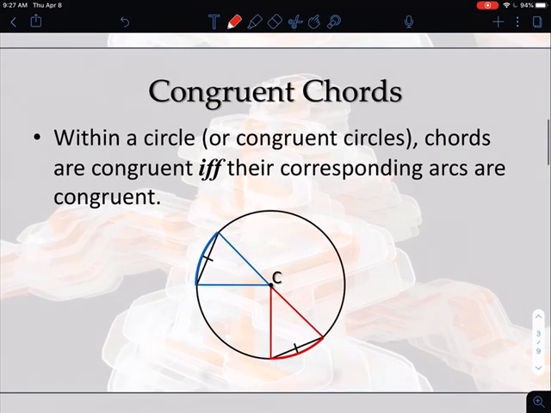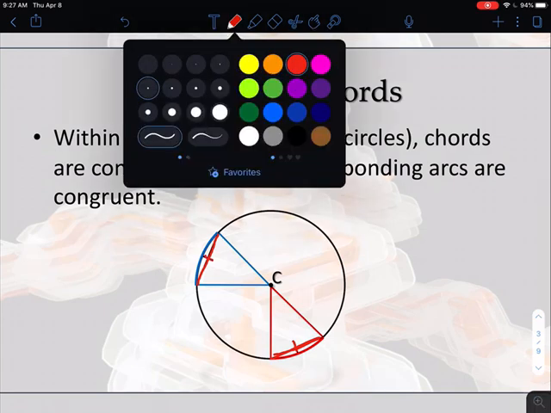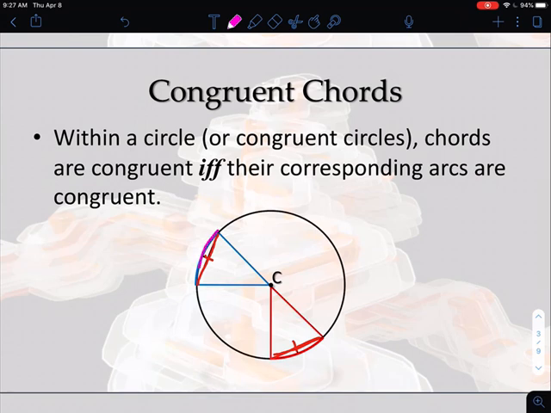Now, once we put chords in, they create those minor arcs. One of the things we have to be aware of is whether the chords are congruent. If I've got this chord that I'm highlighting in red and this chord over here that I'm also highlighting in red, and those two chords are congruent, then the arcs they create, this one that I'm highlighting in pink and this other one in pink, must also be congruent. As soon as the chords are congruent, the arcs are congruent, and vice versa.